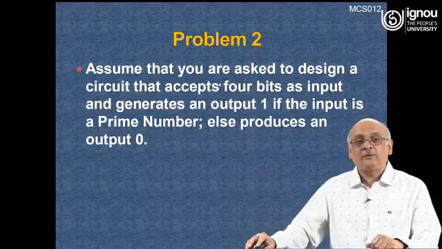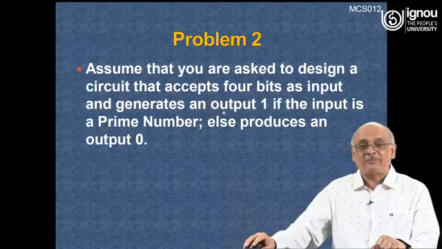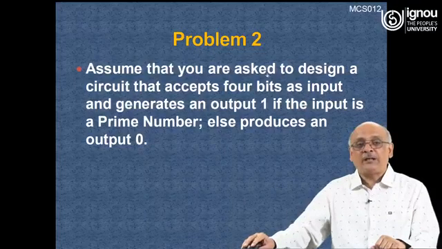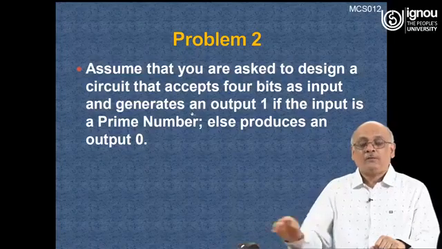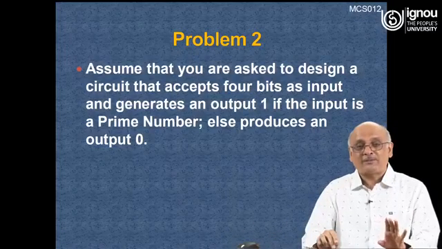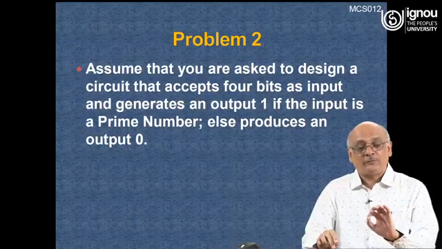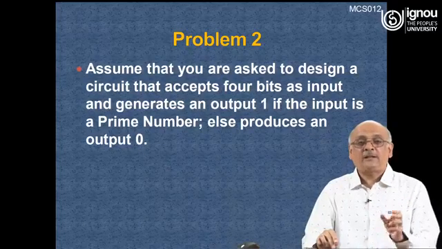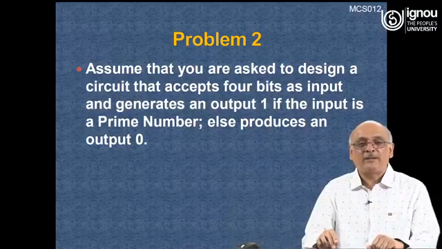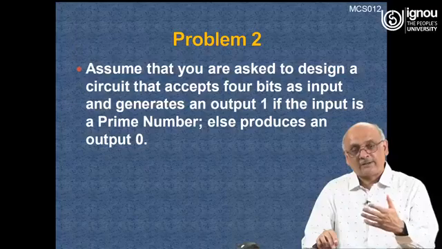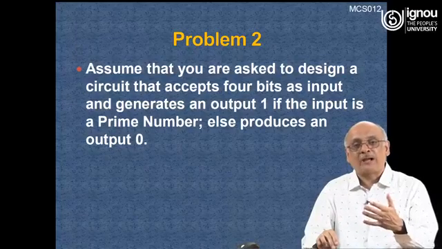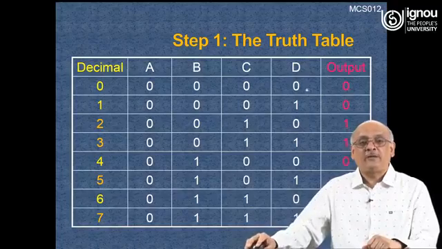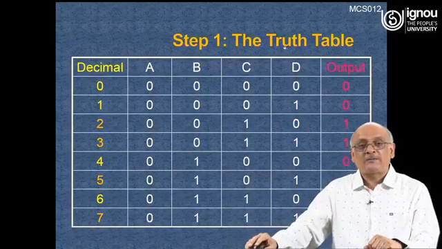Okay, so let's look into problem 2. Once again, this is also a slightly hypothetical problem, but let's assume that you are asked to design a circuit that accepts 4 bits as input and generates an output 1 if the input is a prime number, else produces an output 0. Once again, for simplicity we use prime numbers from 0 to 15 only. We can create different programs for prime numbers and even numbers, but for the sake of it, let's see how we can do the similar thing using hardware.